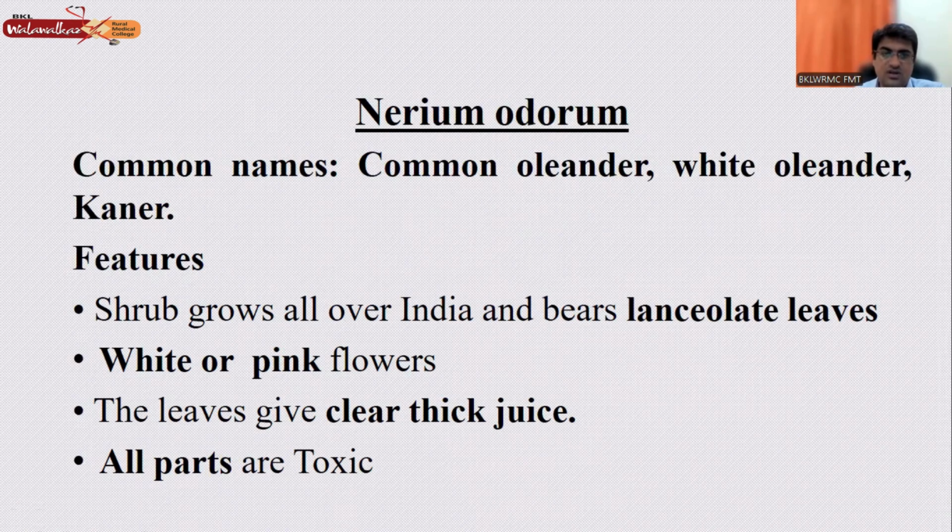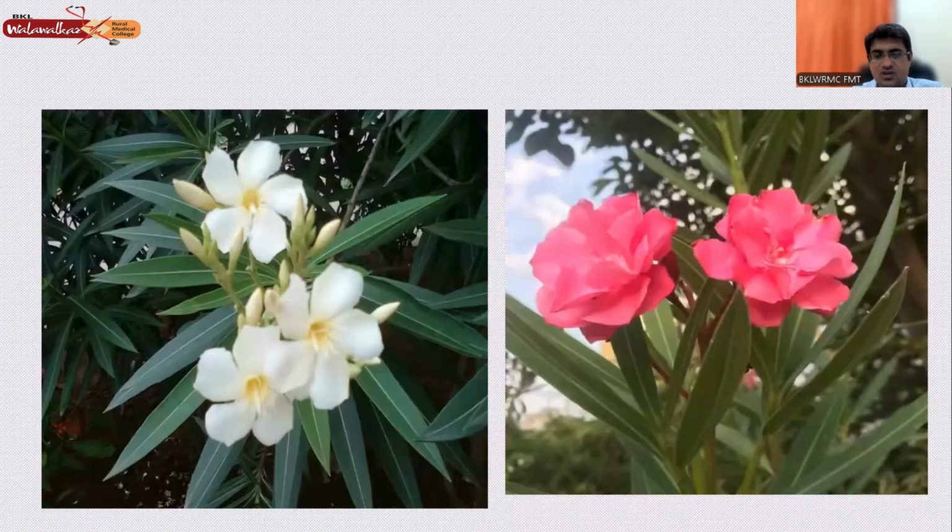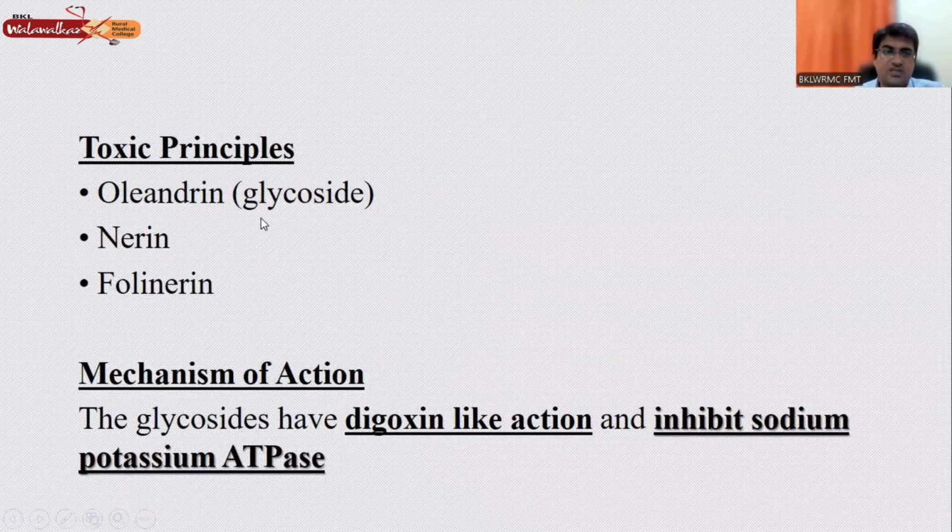These leaves have clear and thick juice. All parts of this plant are toxic in nature. You can see this is the white oleander and this is the pink oleander. The toxic principles are oleandrin, nerin, and folinerin.